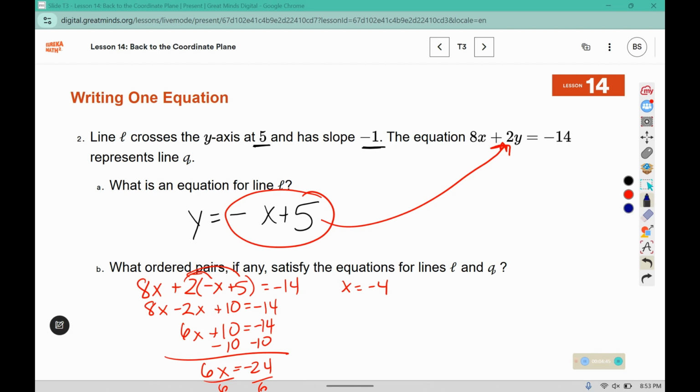And we'll plug it back in. Subtracting negative 4 is the same as a positive 4, and 4 plus 5 is 9. So the ordered pair that satisfies both equations is negative 4, 9.